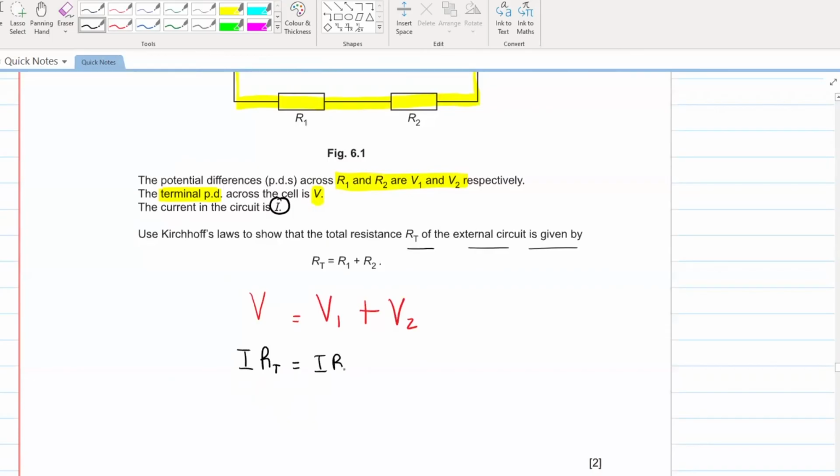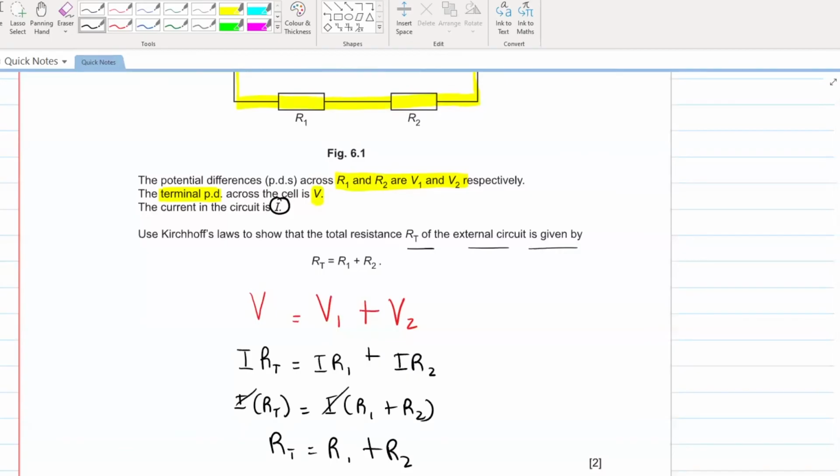How can you represent the voltage across resistance R1? Current into R1. How can you represent the voltage across R2? Current into R2. Can you see current is common across both left and right hand side? I cancels out, so R1 plus R2. Total resistance is equal to R1 plus R2. Simple as that. Nothing complicated here. All clear, yes or no?